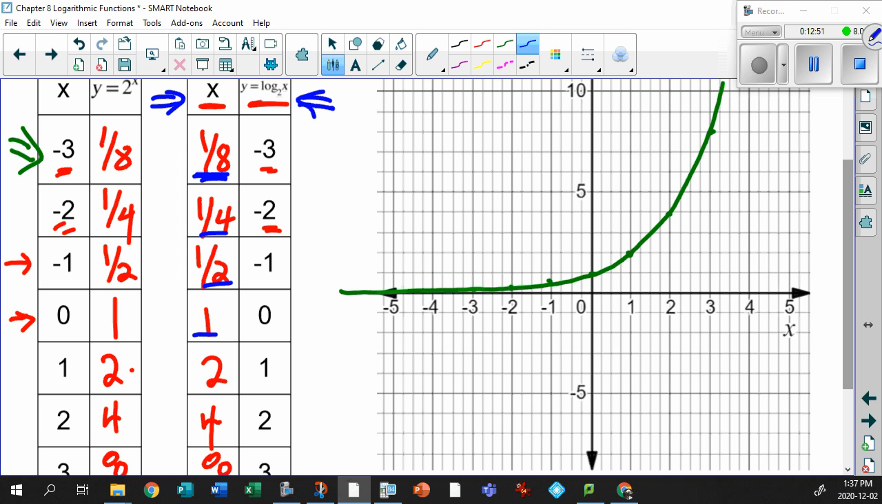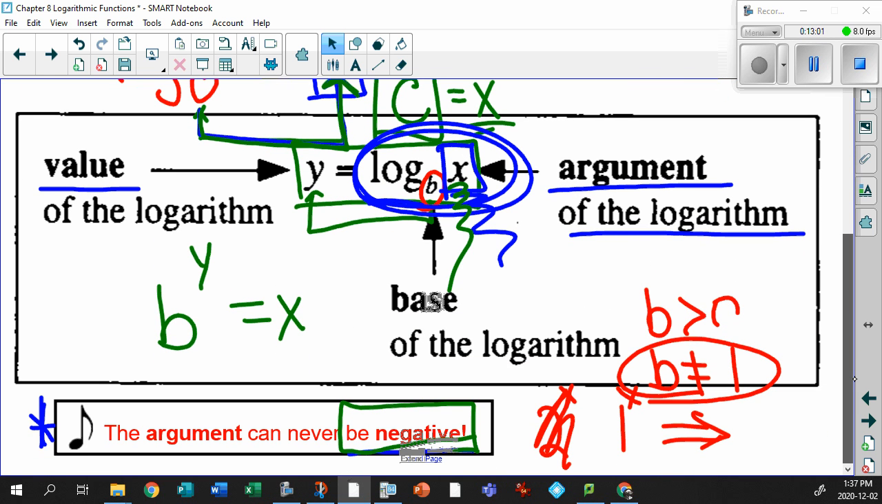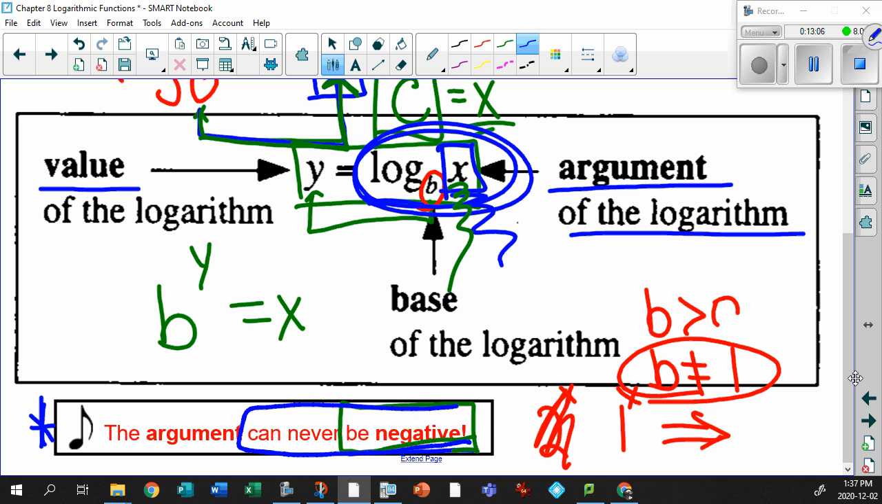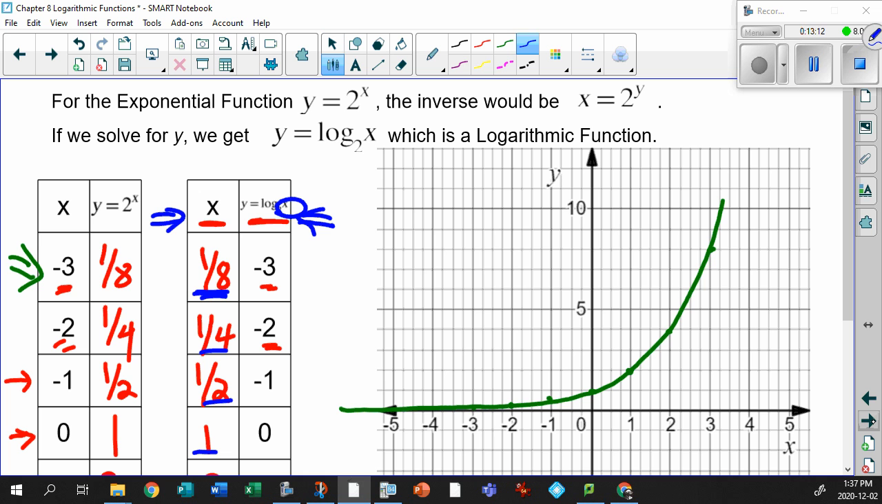No. Neat. That's why we said earlier, in the slide just before this, I believe it was way down here, that the argument can never be negative. Now you know why. Because look at this. The reason why is because this x has, yep, you guessed it, a vertical asymptote.